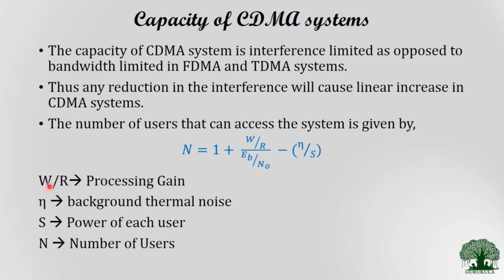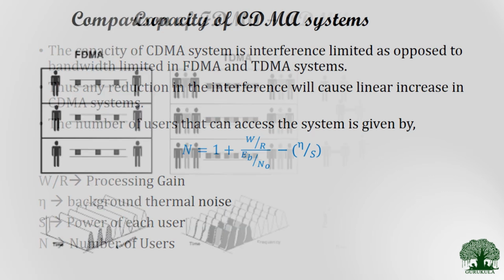where W by R represents the processing gain, eta represents the thermal noise present in the background environment, S is the power generated by each and every user, and N represents the total number of users. So we have to satisfy this equation to decide the total number of users that can be effectively allowed to access the code division multiple access system. So this is all about the code division multiple access system.